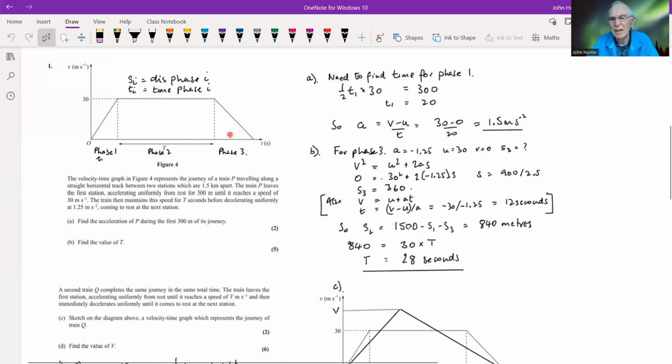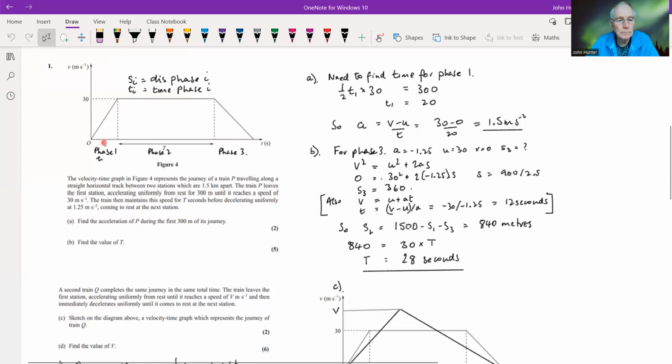And of course, in order to actually answer the question, we're probably going to need to fill in the bits of information that we haven't been given. So here we go. Part A, find the acceleration of P during the first 300 meters of its journey. That's what we need to do.